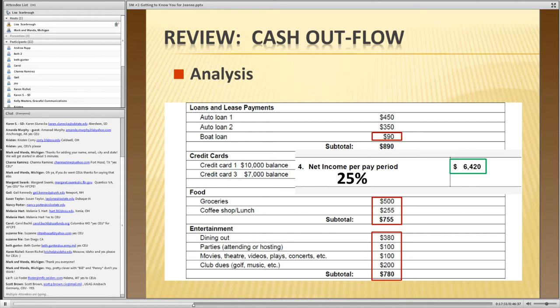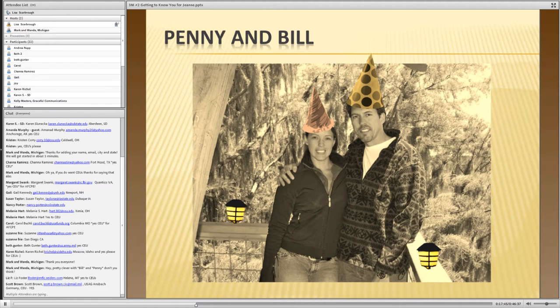Here it is. Look at their payments. 25% of the net income goes out for groceries, coffee shops, lunch, eating out of their $6,400. So we can conclude that Bill and Penny are party animals. They are just spending up a storm here and not saving and planning for retirement.